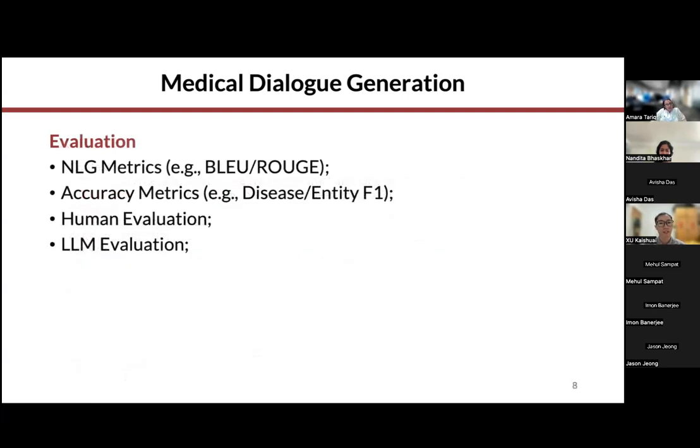The evaluation of medical dialogue generation is from several perspectives. First, natural language generation metrics, BLEU and ROUGE, which measure fluency and the similarity of two sentences. Another metric is specific to the medical scenario, disease or entity F1, which can assess response accuracy. Accuracy is very important in the medical scenario, since a wrong response is not allowed. It will cause severe situations.